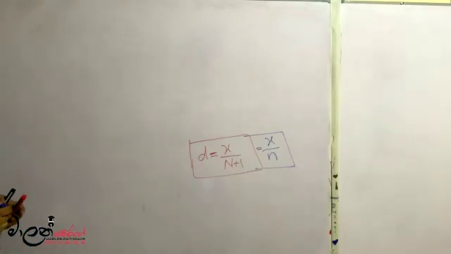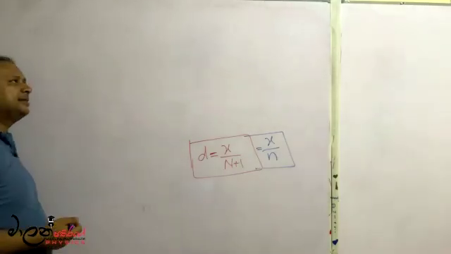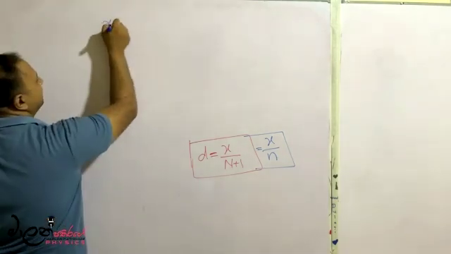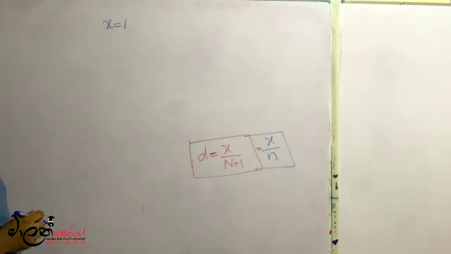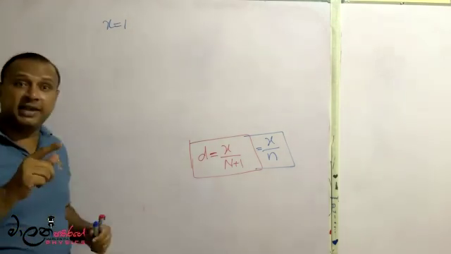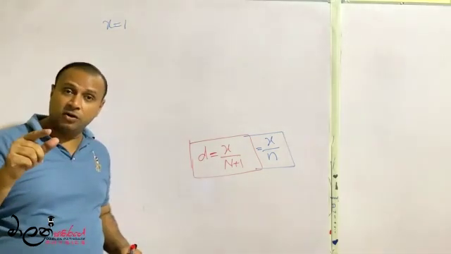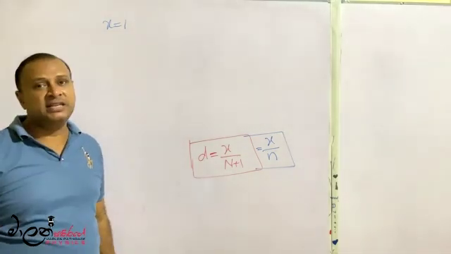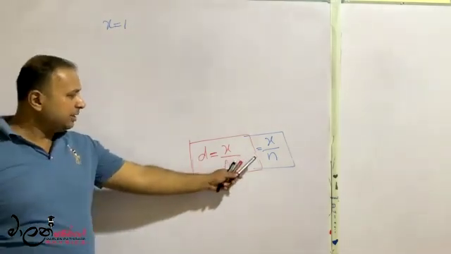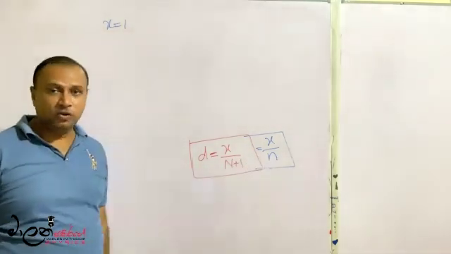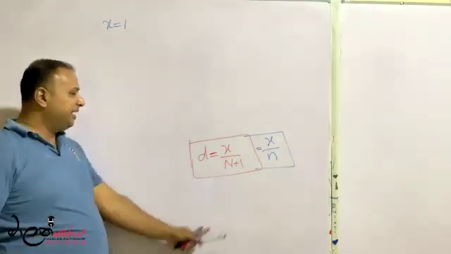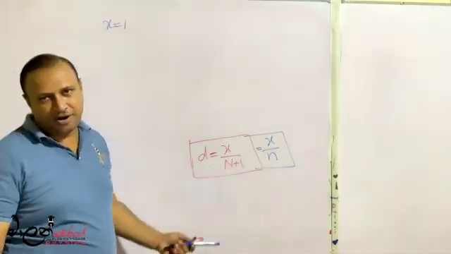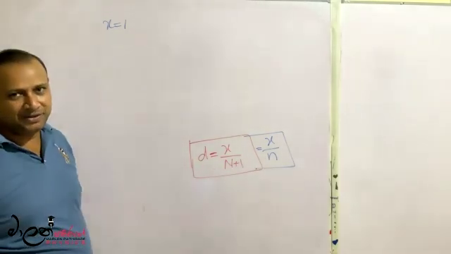Okay, look at this one. In the previous case, x is equal to 1, because it is in millimeter scale, and 9 divisions in the main scale is equal to 10 divisions in the vernier scale. Therefore, the number of divisions in the vernier scale is equal to 10, so simple N is equal to 10. X is equal to 1, N is equal to 10. Therefore, the answer is 1 over 10.